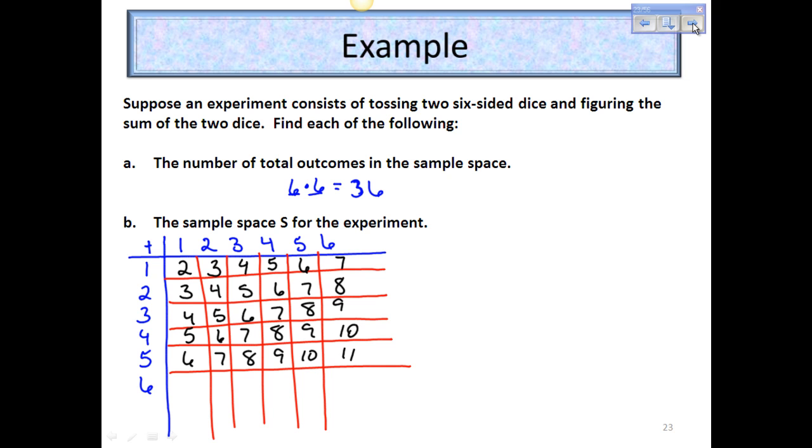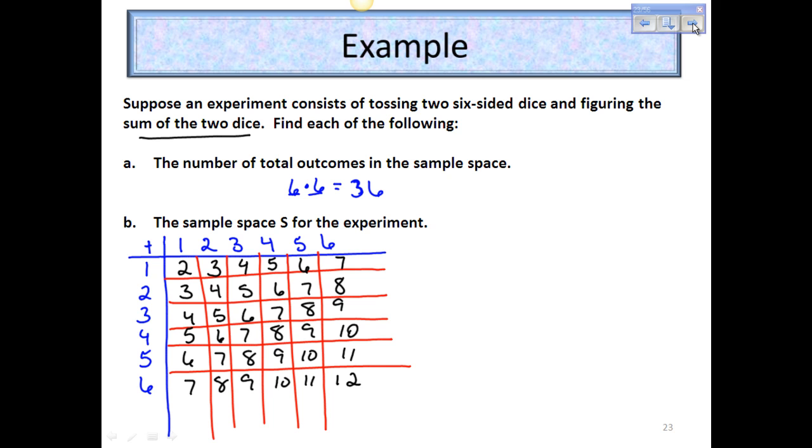You'll notice there is a pattern. And hopefully the largest sum that you got was 6 plus 6, which is 12. If you got anything over 12, you need to rework that. So the sample space S consists of these 36 different sums. Because remember, the number of total outcomes in the sample space is 36, and we're figuring the sum of 2 dice. We do count the ones that give us the same sum as individual simple events.